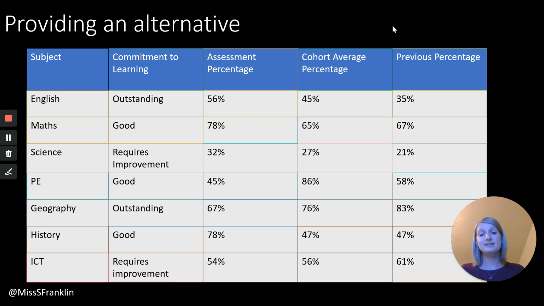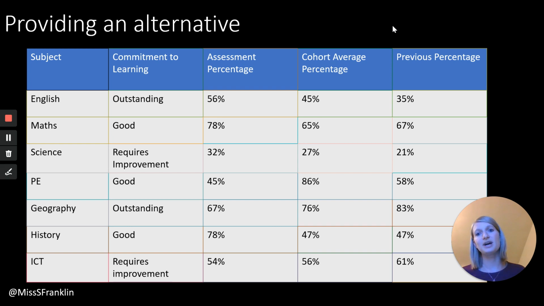This is a snapshot of what it looks like from a reporting point of view. So we've got commitment to learning, which I won't go into in much detail now, but that's basically a summary of their behaviours for learning. And that already existed, that was kept. But the next 3 columns were new.